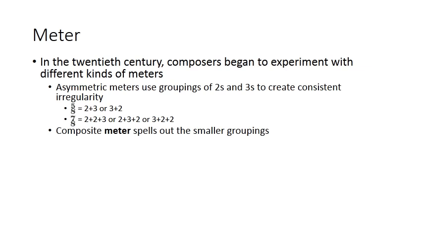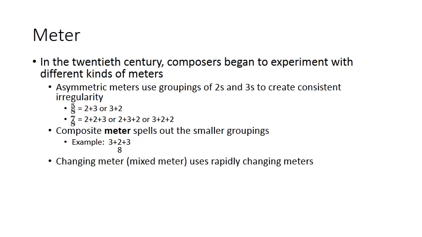Another technique is to use a composite meter that spells out what those smaller groupings are. So, for example, 3 plus 2 plus 3 would be a type of 8/8, which would normally be something regular, but if we divide it in this way, it becomes irregular. 1 2 3 1 2 1 2 3 1 2 3 1 2 1 2, just like that.